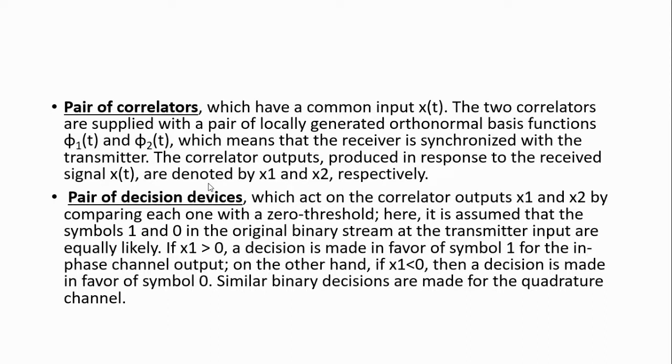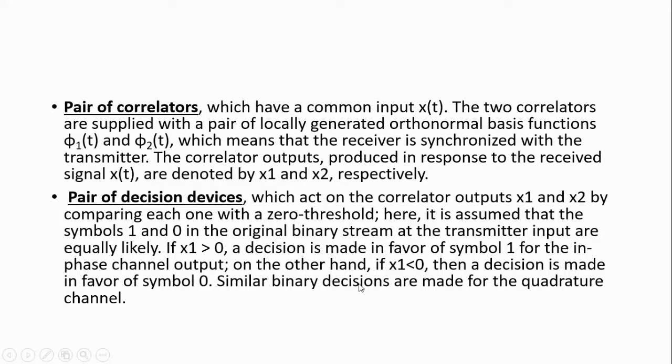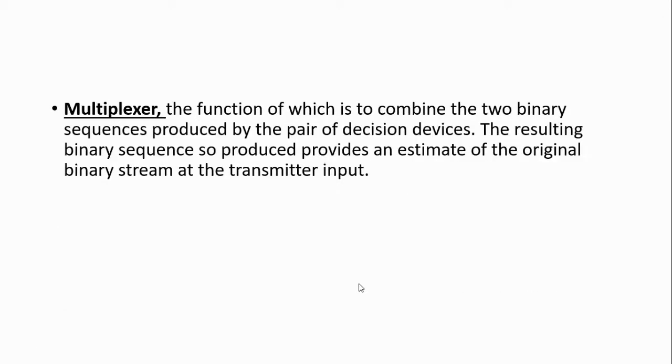The output of the correlator x1 is given into the decision device, and x2 is also given into the decision device. The decision device has the threshold value equal to 0. If x1 is greater than 0, then the binary symbol 1 is decided. If the x1 value is less than 0, the decision device decides the binary value equal to 0. Similarly, the same operation is performed in the lower decision device, and then the multiplexer combines the two binary sequences and produces the original binary sequence on the receiver side.